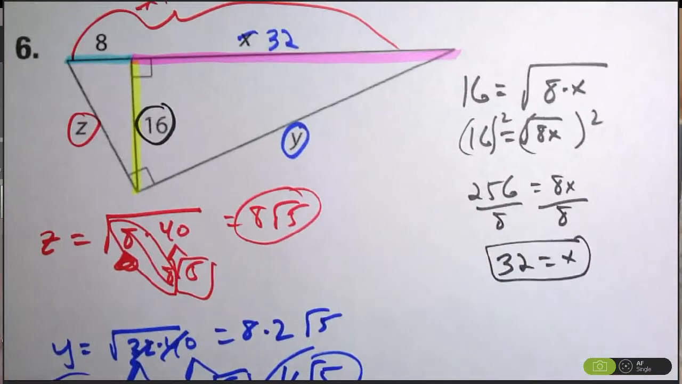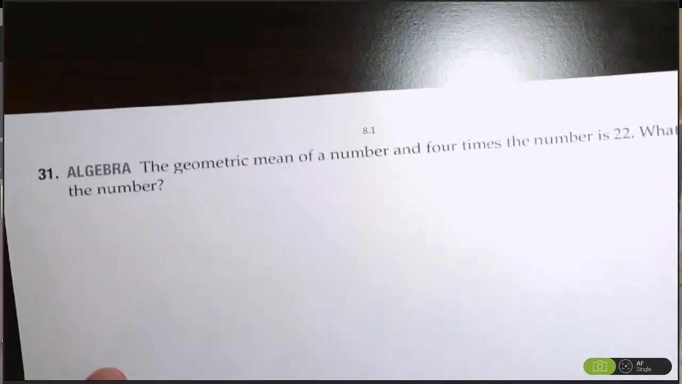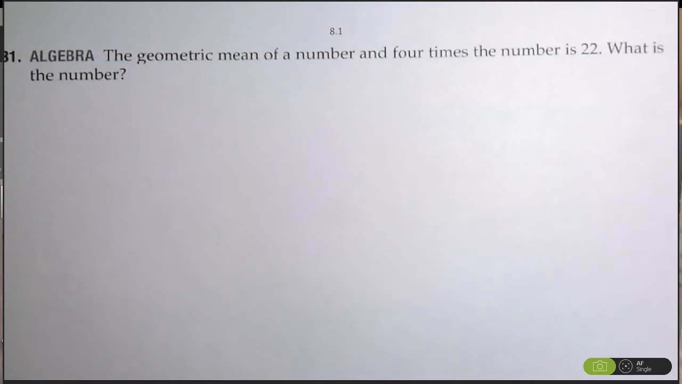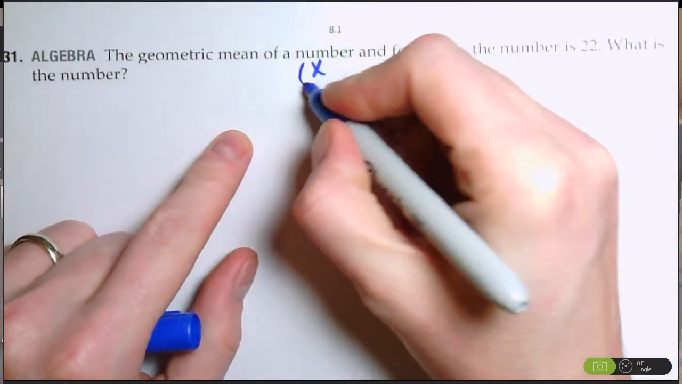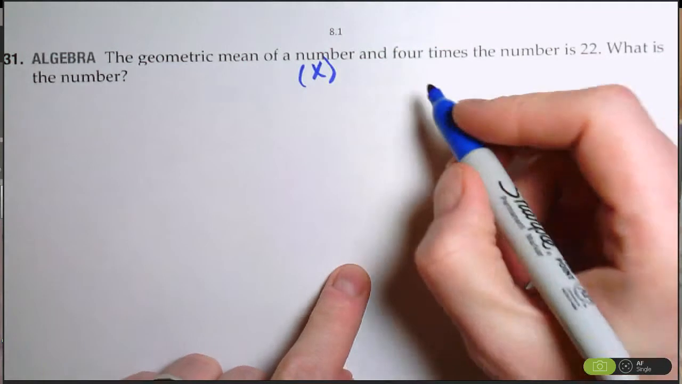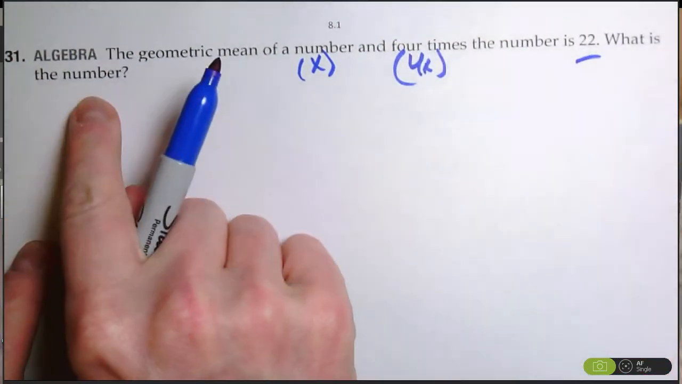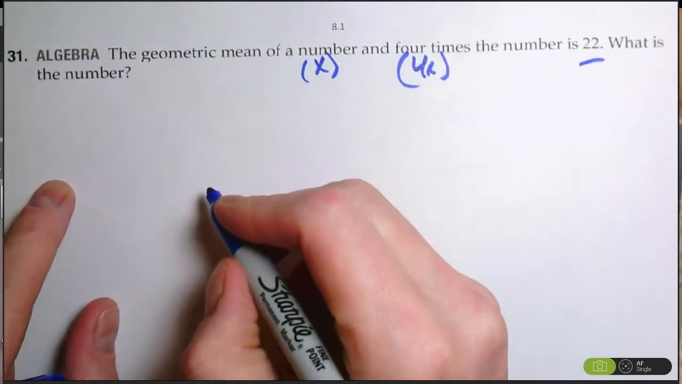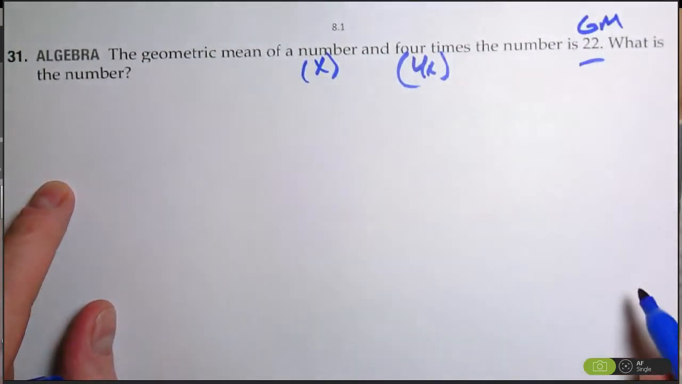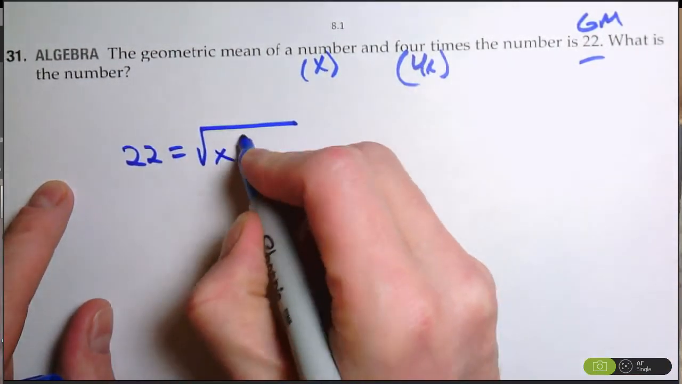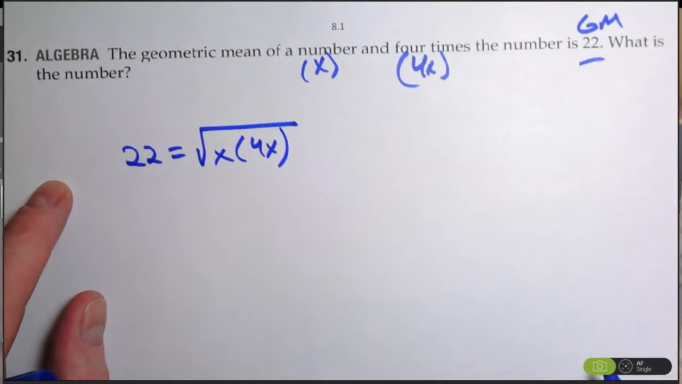Okay. All right, now the last problem then is again the kind of a straight up geometric mean problem, a little bit of an application. It was number 31 in the book. So it says the geometric mean of a number, well, we'll call that number x, and 4 times the number, okay, 4x, is 22. What is the number? Well, the geometric mean, which is 22, okay, is the square root of the number times the other one, and that's what we're going to solve.